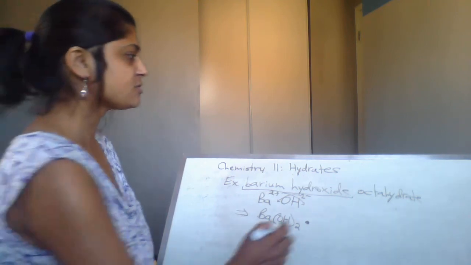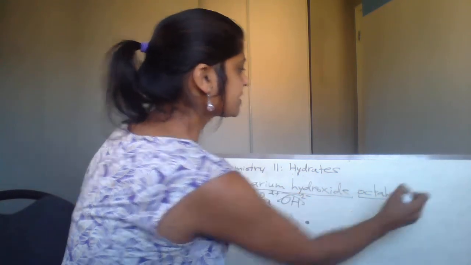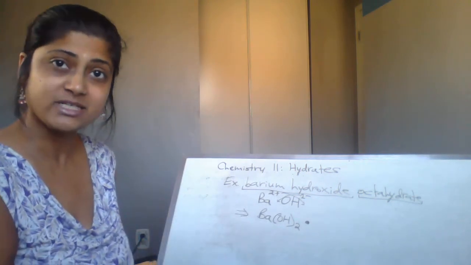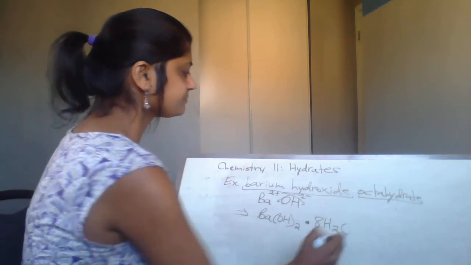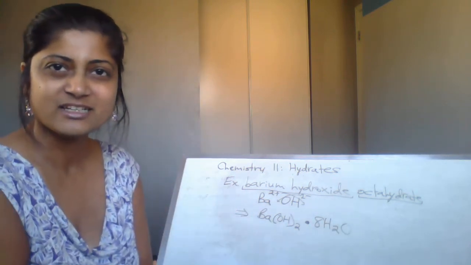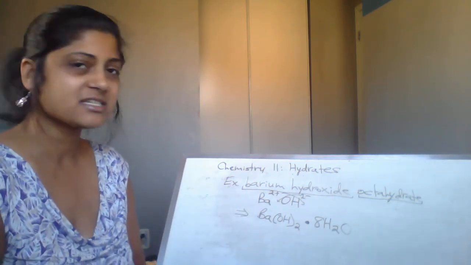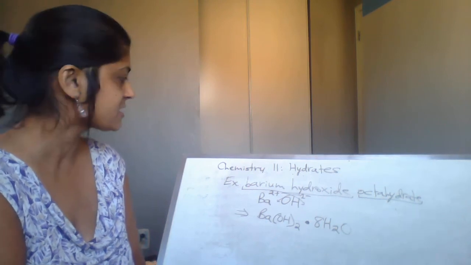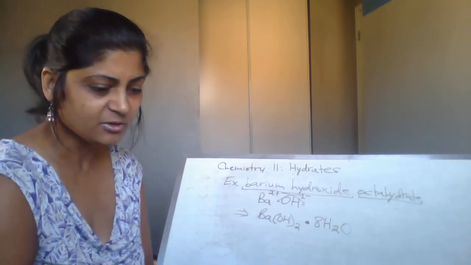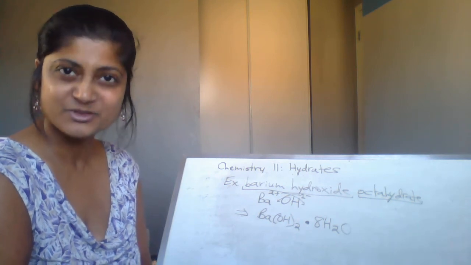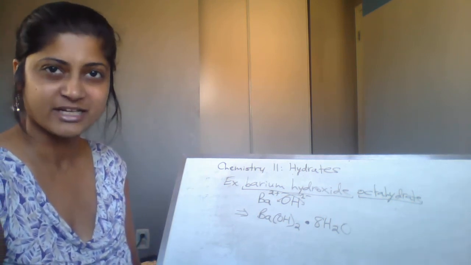And now we're going to do the molecules of water. It says octahydrate, which means there are 8 molecules of water. Okay, is everyone good? So this is the formula for barium hydroxide octahydrate. So let's try one last question here. I think we are getting a really good hang of it.